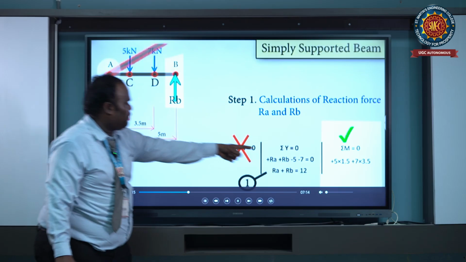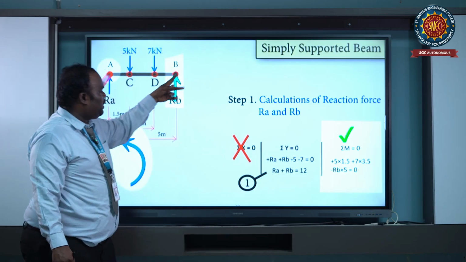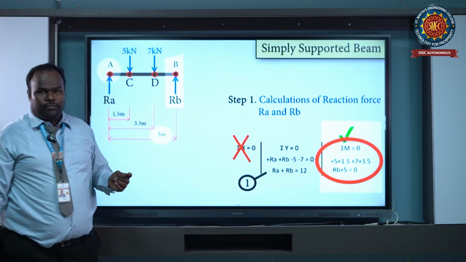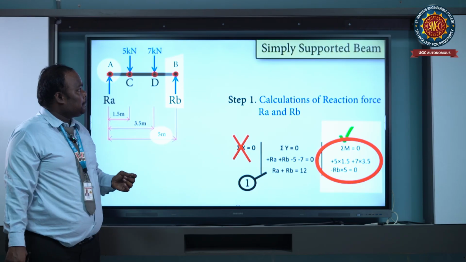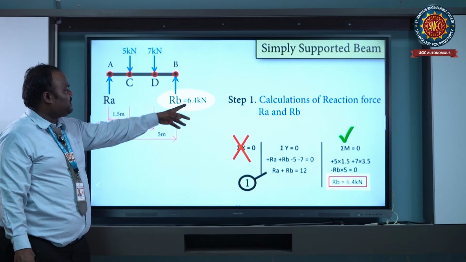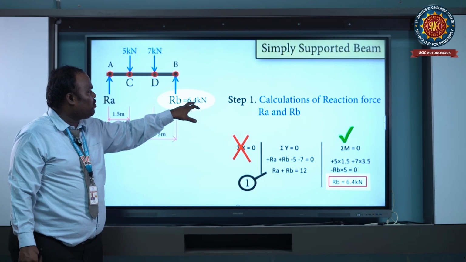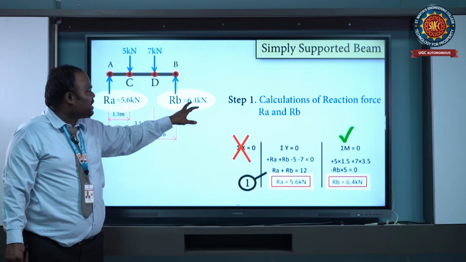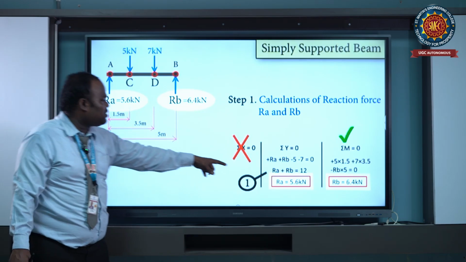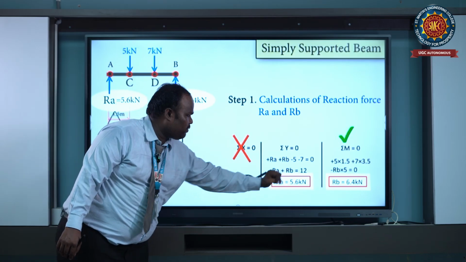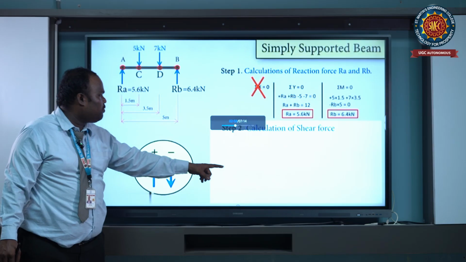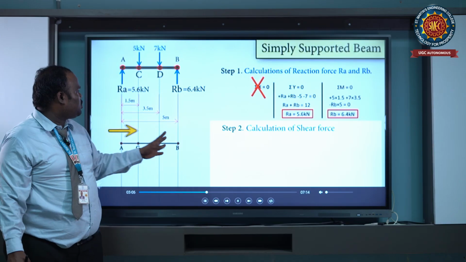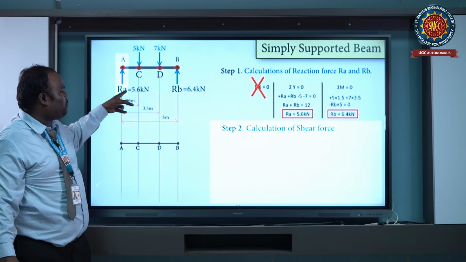5 into 1.5 plus 7 into 3.5 equals RB into 5. Then RB equals 6.4 kilonewton. Now we know the RB value from applying the moment at point A equals 0. Then we can substitute the RB value into the equation RA plus RB equals 12. Substituting 6.4, we get RA equals 5.6.